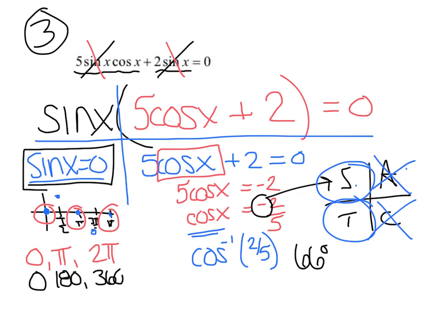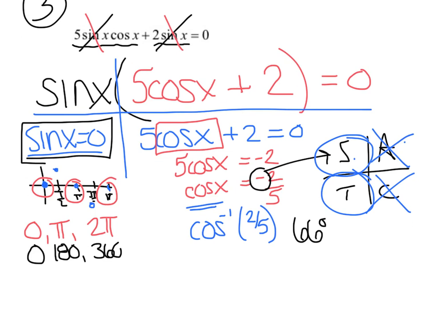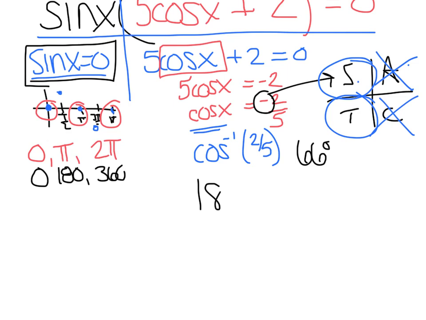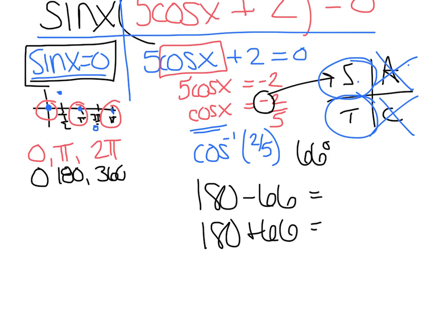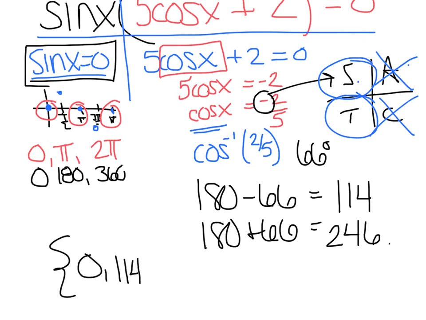And again, I wasn't too specific on the rounding. So now I just got to watch my quadrants. Again, I'm going to do 180 minus 66 and 180 plus 66. So I get 114 and 246. So all in all, I have a 0, a 114, a 246, a 180, and a 360.